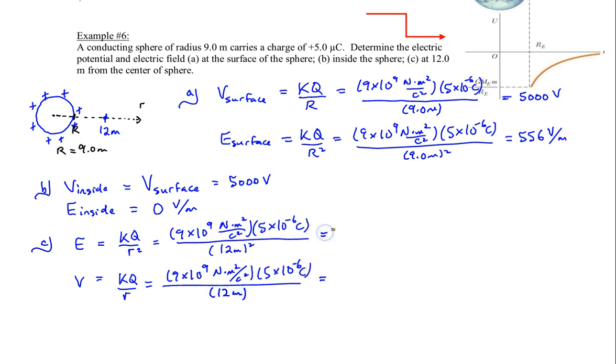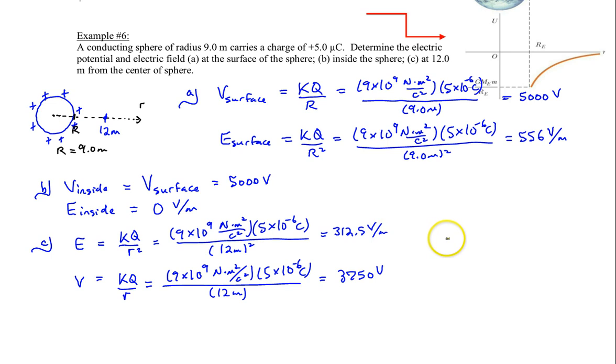And so you can go ahead and put that in your calculator, and you'll find that the electric field is now 312.5 volts per meter, so it's weaker than it was before, and the voltage will be 3,750 volts per meter. Oops, that's just volts. And then we now basically finished the problem.